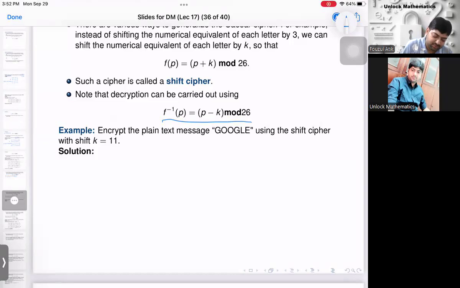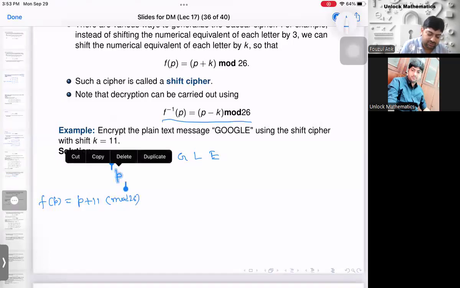Now suppose we have this one, GOOGLE. The question asks: encrypt the plain text message GOOGLE using the shift cipher with a shift of K equal to 11. So what is your P? You have to write this. What is your F of P? Your F of P is P plus 11 mod 26. So what is that? Just a minute.